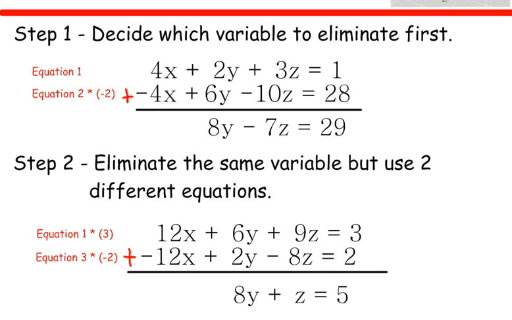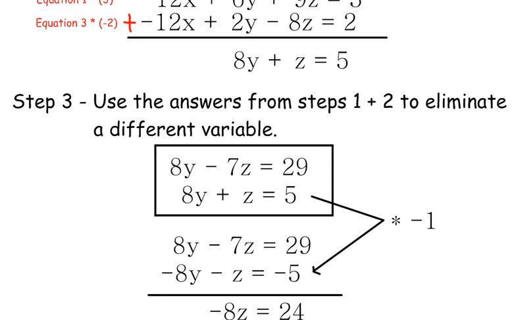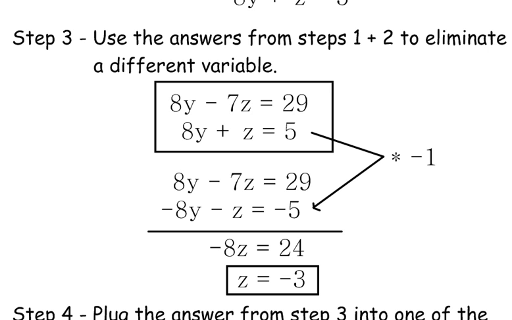Now we're going to take those two answers from step 1 and step 2 and combine them, okay? So here are our two answers, 8y minus 7z equals 29 and 8y plus z equals 5. We are now going to eliminate another variable, and this time I chose to eliminate y. So I'm going to multiply that second equation by -1, which is what that times -1 on the right-hand side of the screen is. You can see how that second equation transformed into -8y minus z equals -5. And next I will add those. And through a little bit of division, we get z equals -3.